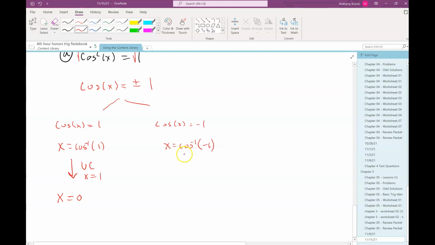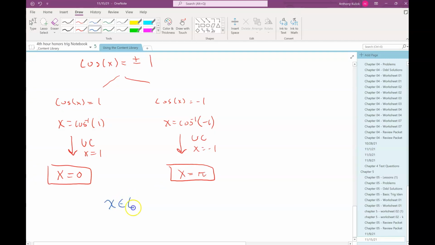Good. So if I do the other one, again, we'll go to the unit circle and we'll look for the x coordinate being -1. That happens just at pi. So those are my two solutions. Everybody okay there? Not too big of a deal.